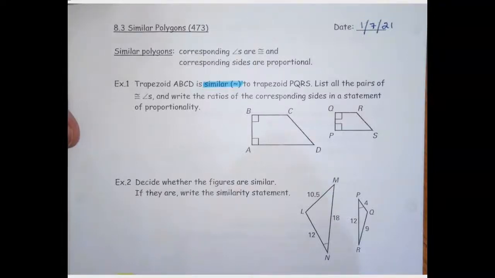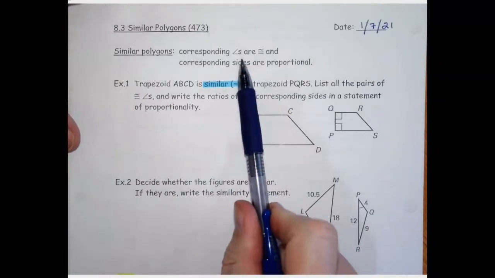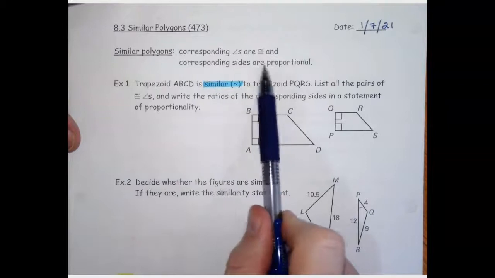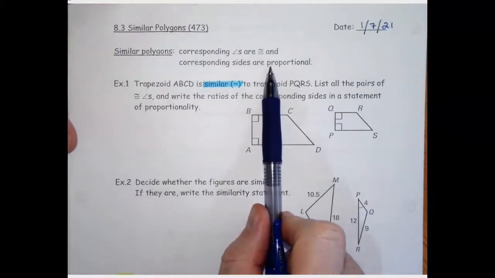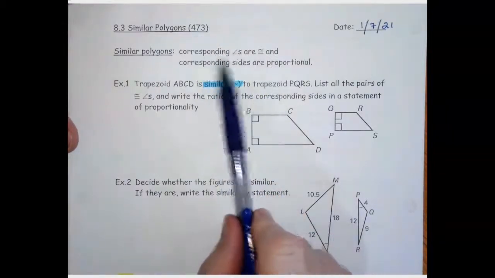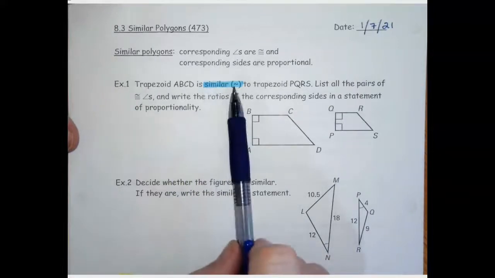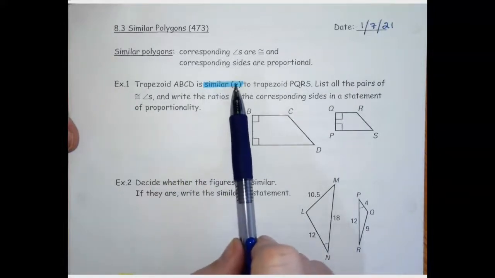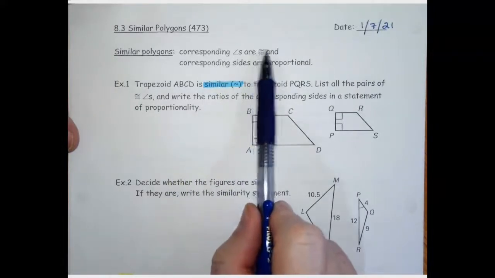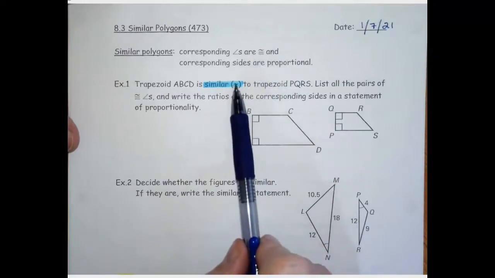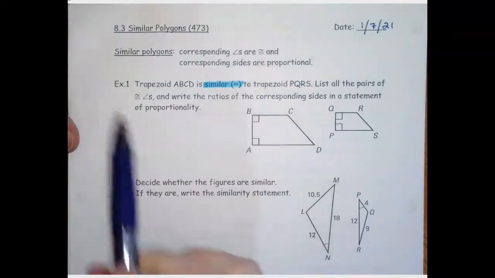Alright, this should be a quick one. We're talking about similar polygons. Similar polygons, all of the angles are congruent and all of the sides are proportional. All the angles are congruent, all the sides are proportional. The symbol for similar is the top of the congruent symbol. It's called a tilde, I believe.